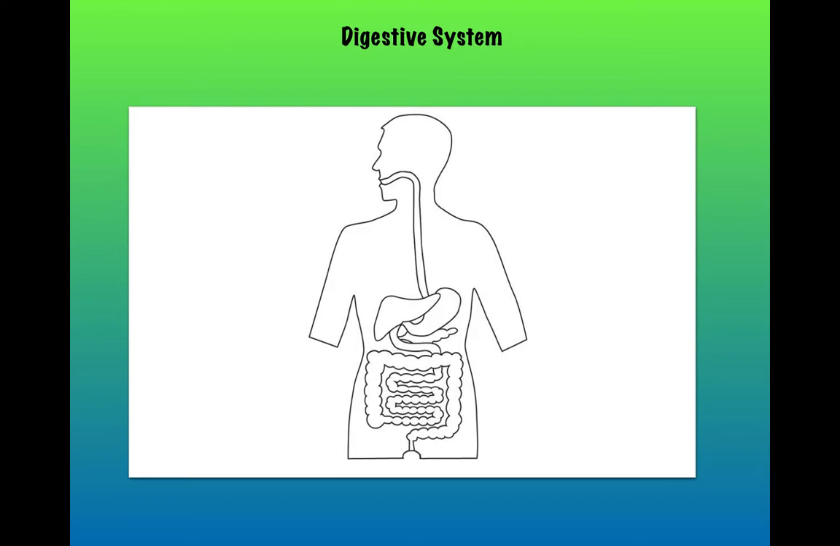The next system is the digestive system. The digestive system consists of the mouth. Whenever we eat food, we chew the food with the help of teeth and tongue, and the food is then passed on to the esophagus, which is also called the food pipe. From the esophagus, the food is then passed on to the stomach, which is a sac-like structure. It is the main organ of digestion.